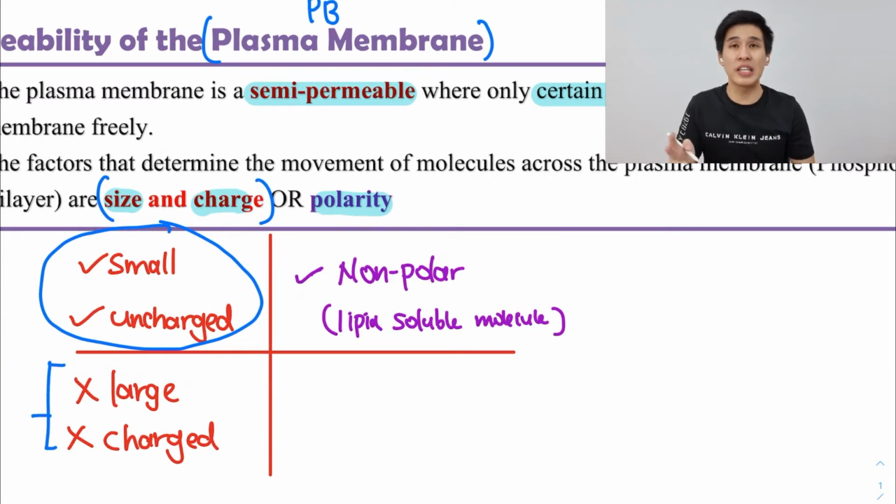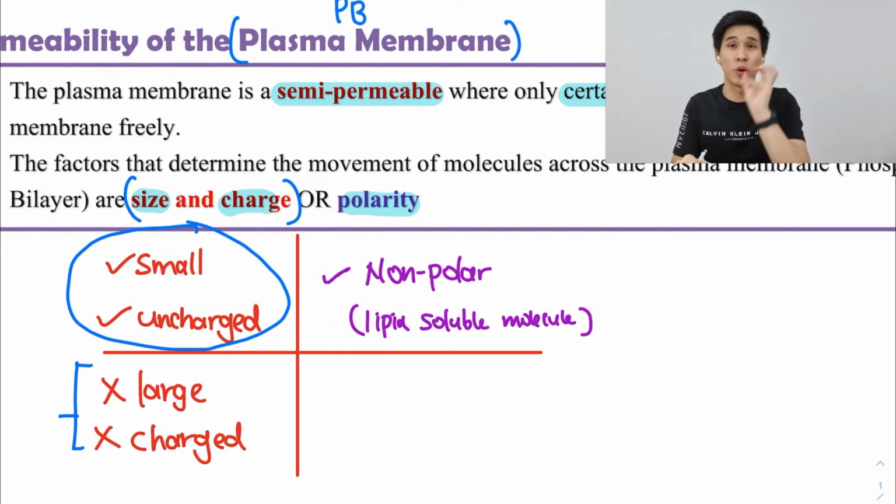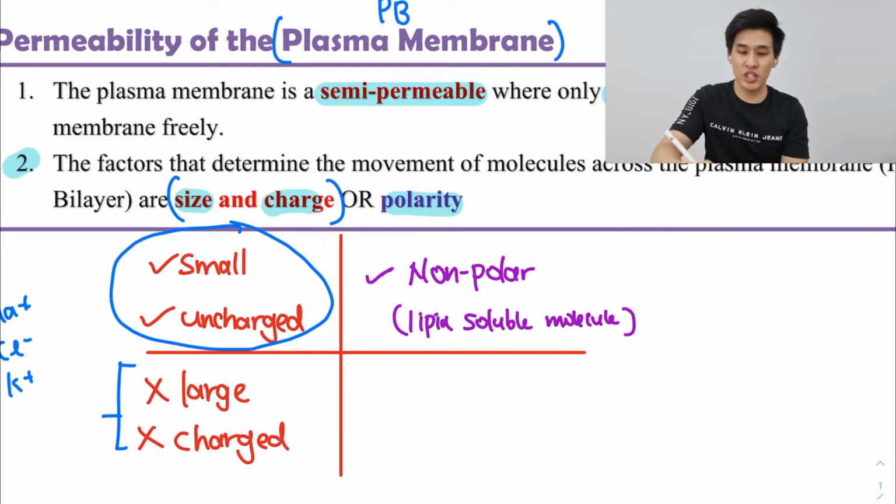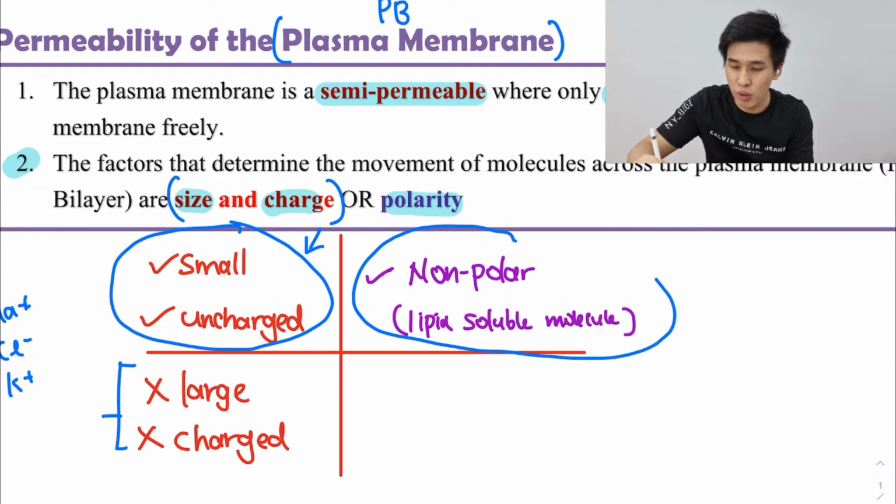Non-polar. So polarity, there are basically 2 types. It's either polar or non-polar. So they are actually a special kind of molecule, which doesn't fall in this category. But this molecule is still able to pass through the main entrance because it is non-polar. So if you're not small uncharged, you have to be non-polar. Then only you can pass through.